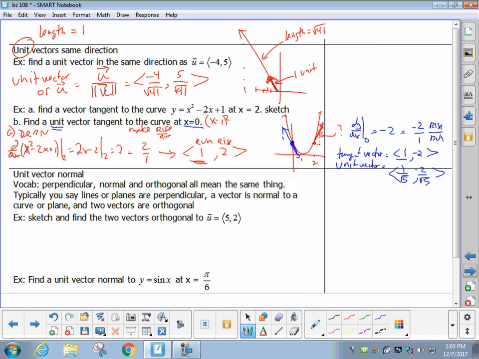Cool. Okay, now, unit vector normal. Math people, they gotta make your life hard, okay? You'll often hear a math person use 3 different words for perpendicular: perpendicular, normal, and orthogonal. Orthogonal is one of my favorite words to say. It's fun, isn't it? Orthogonal. Orthogonal. Okay. It's just one of those.